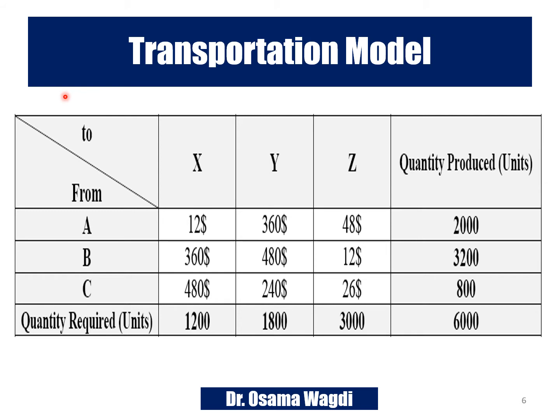The information in the previous slide is shown in this table, written here as from, to: from factory A to X, from factory B to Y, for example, from factory C to Z as an example. And I have 2 columns, sorry, 1 column and 1 row. The column is quantity produced in units, of course, and the row is quantity required in units.